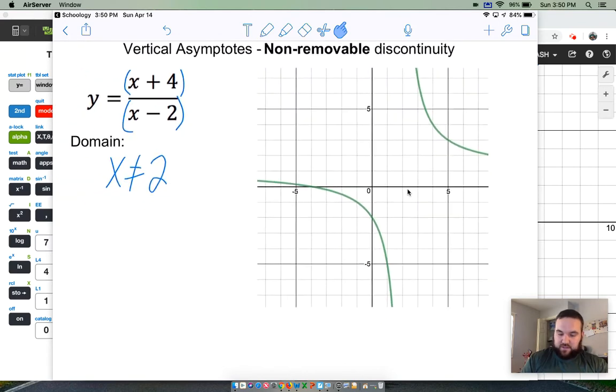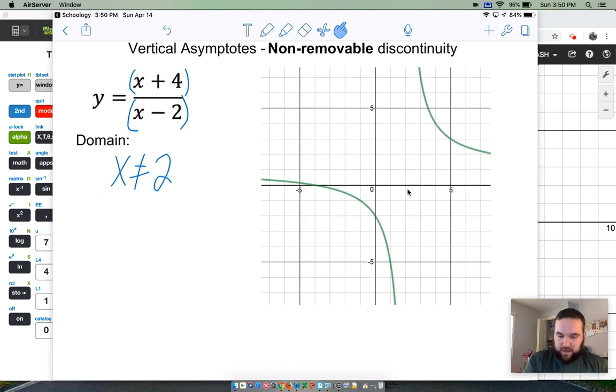So this is the Desmos-made graph. This is what the graph looks like if you type it in. Of course, the asymptote isn't shown on here, but I can draw in the vertical asymptote, and you can see that those branches are heading towards that vertical asymptote. It's still a discontinuity, because in order to graph this function, I would have to lift my pencil off the page. But that's just an example of a discontinuity that is not removable.